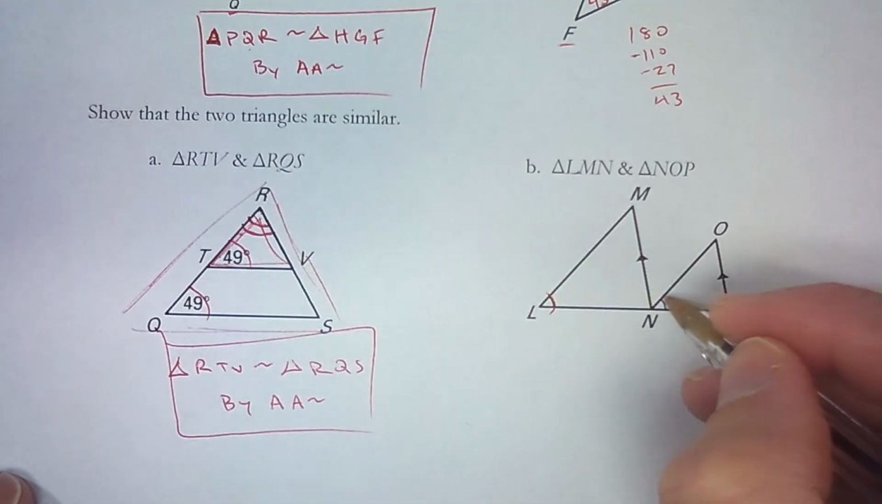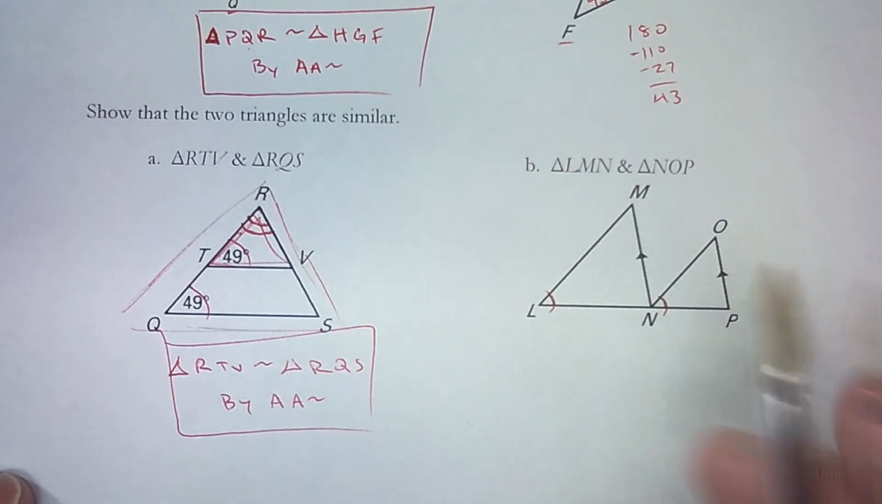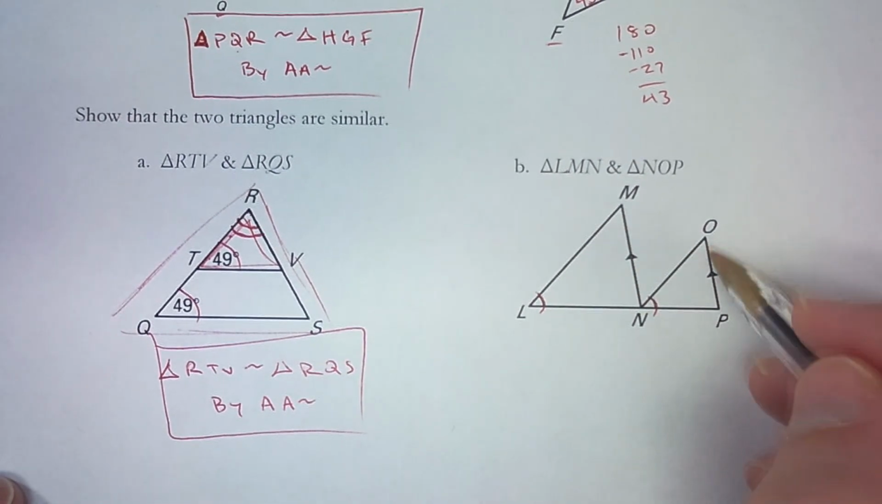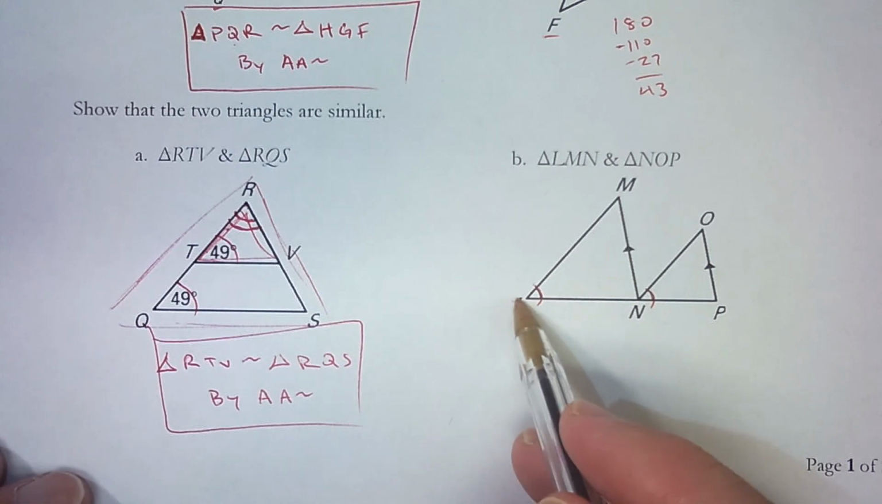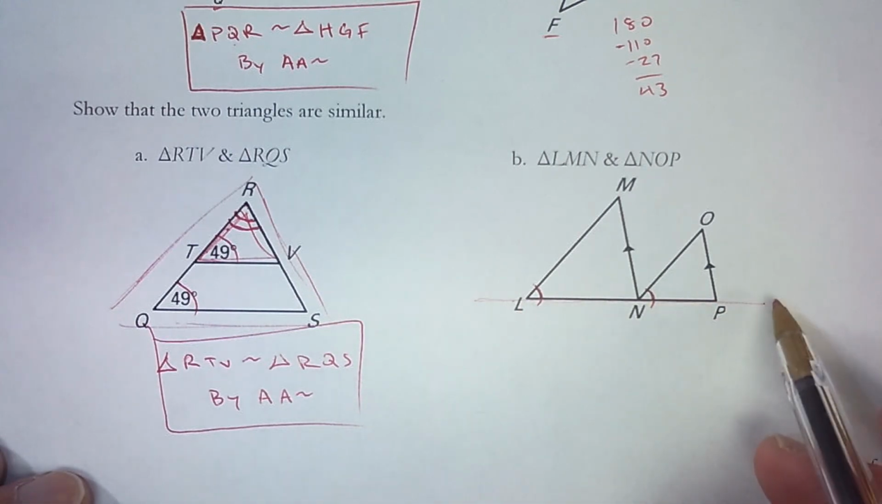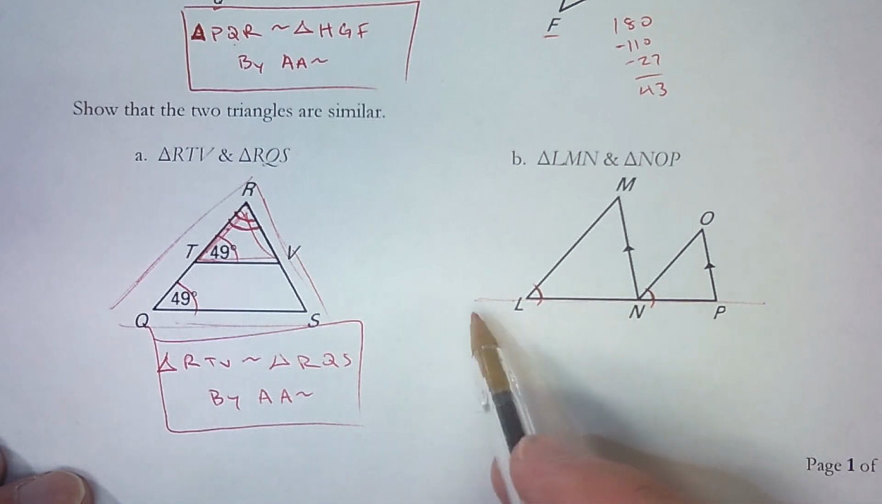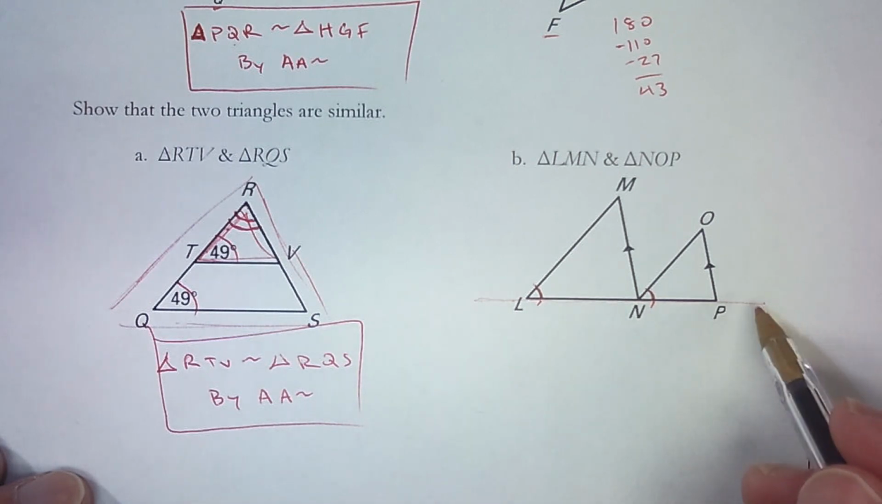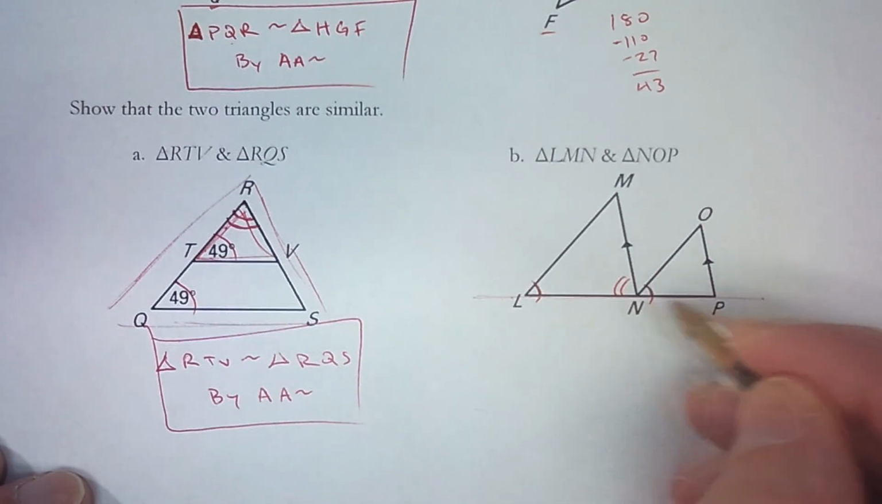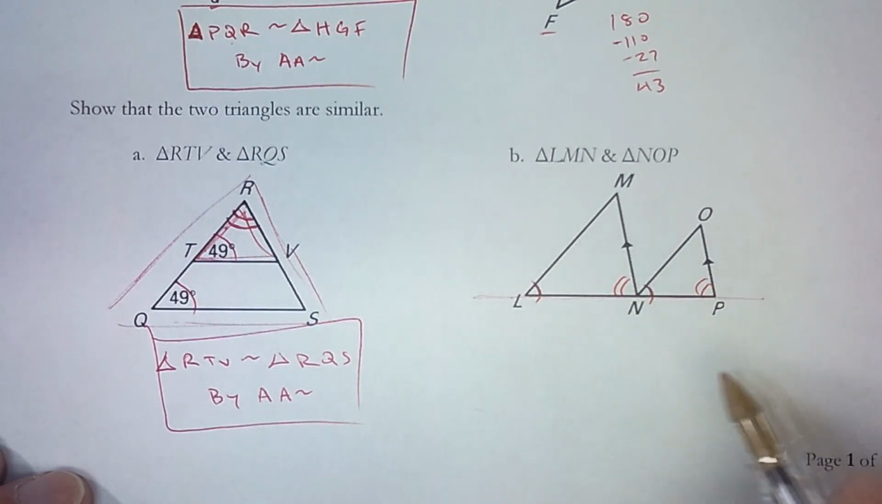Okay, here I've got one pair of congruent angles. How can I show that these two triangles are similar to each other? Well, I have parallel lines here, and here's a line that intersects both of the two parallel lines, so that's a transversal. And on a transversal, between parallel lines, corresponding angles are congruent.